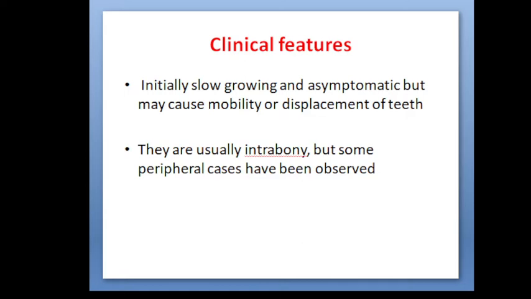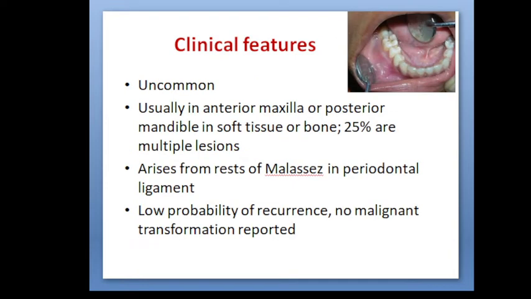It is a slow growing tumor, asymptomatic, but it can cause mobility or displacement of teeth. These are intrabony, but some peripheral cases are seen. It is seen usually in the anterior maxilla or posterior mandible, and around one quarter of these are multiple lesions. The etiopathogenesis is that it arises from rests of Malassez in periodontal ligament. The prognosis of this tumor is good. There are low chances of recurrence and no malignant transformation is seen.